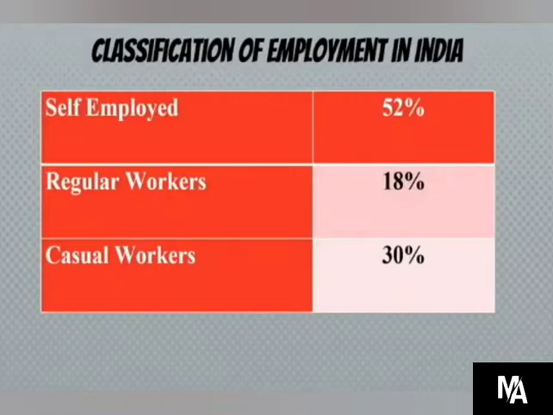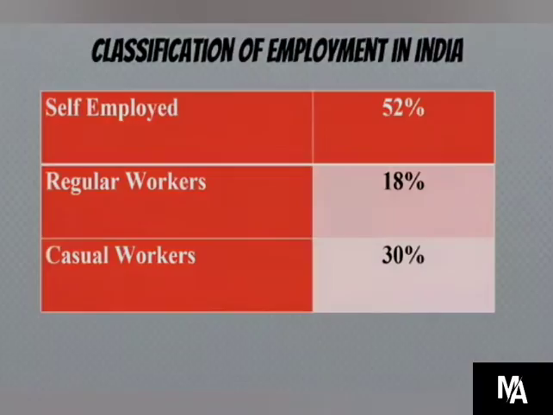So to understand the classification of employment in India, we already discussed that there are basically self-employed and wage employment. Under wage you have regular workers and casual workers. So in total in India, 52% of people are self-employed, 18% are regular workers having social security benefits, and the remaining 30% are casual workers, temporary workers who do not have any social security benefit.